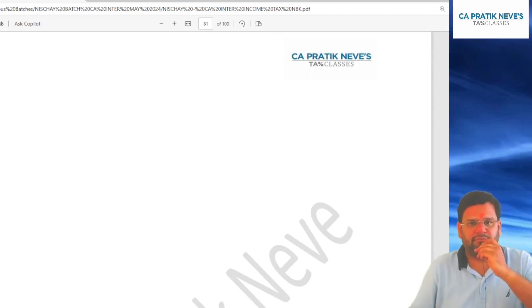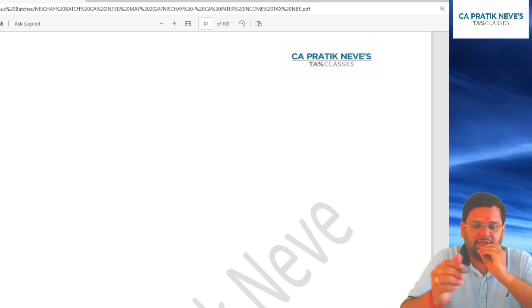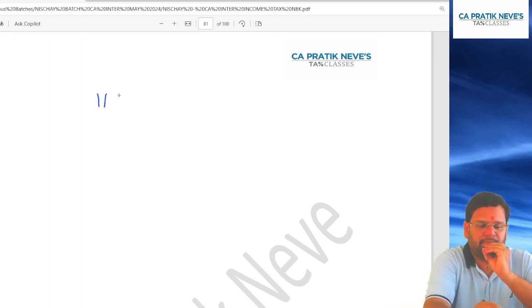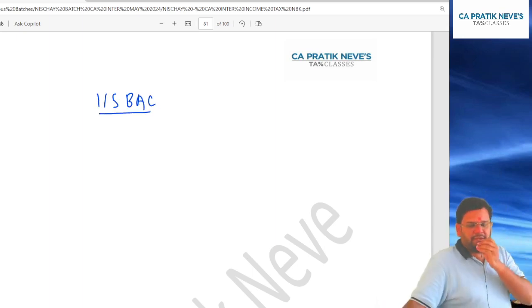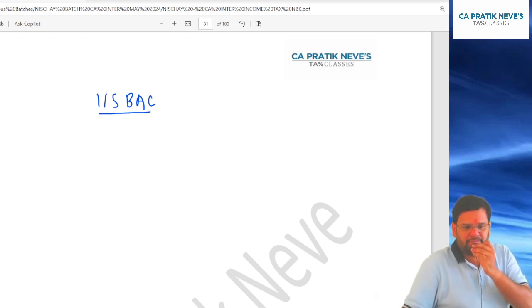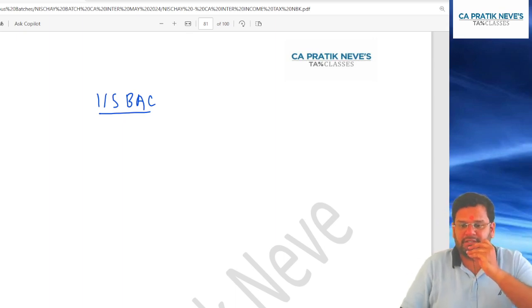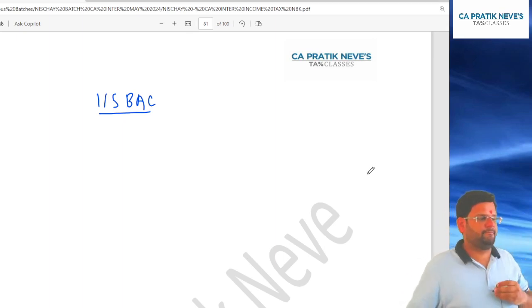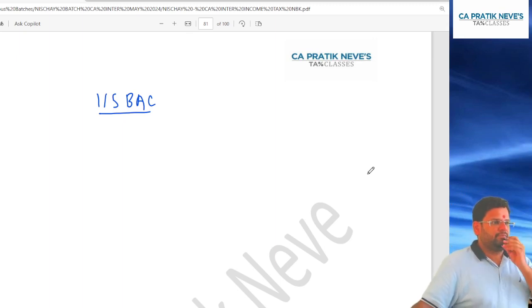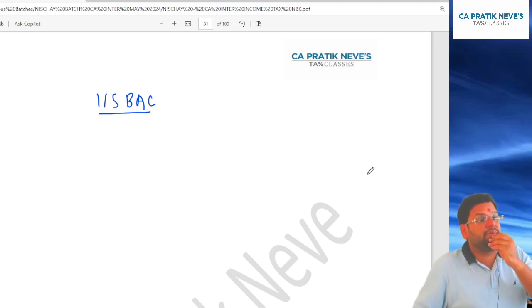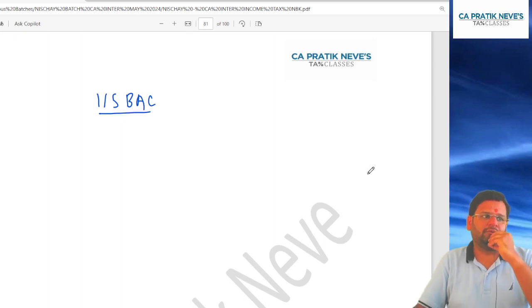Computation of net taxable salary if he is paying tax under default regime, that is under section 115BAC. Now you all will help me.